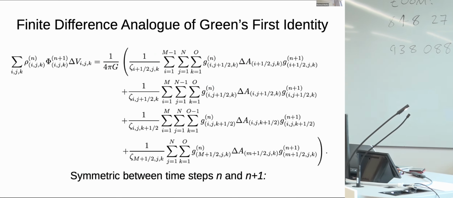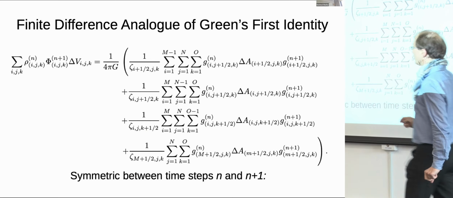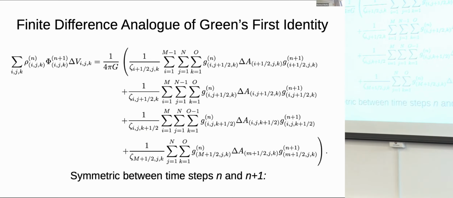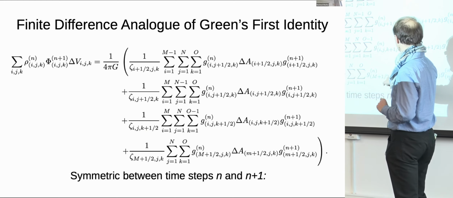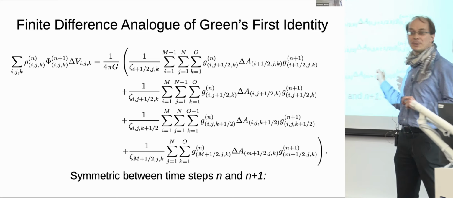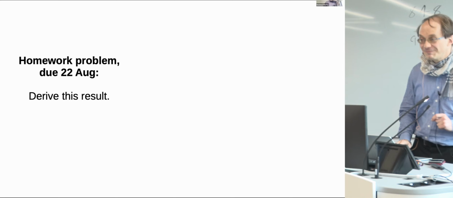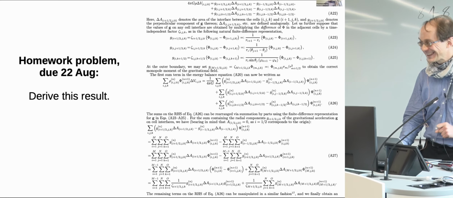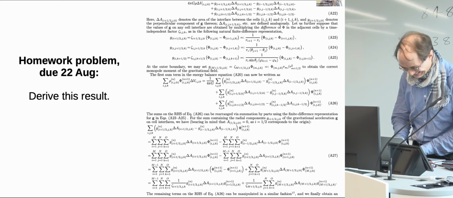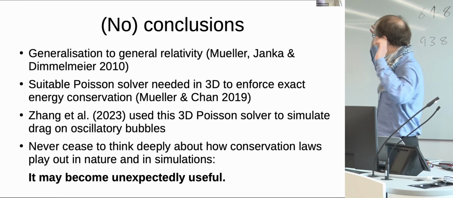So in the end, it turns out that you can change the resulting numerical change of internal energy per time step to something which is essentially symmetric in the gradients of the potential at both time steps. So that will be your homework problem. You'll get the solution. Right? So no conclusions really, right?